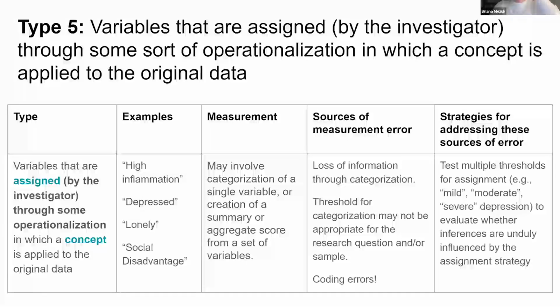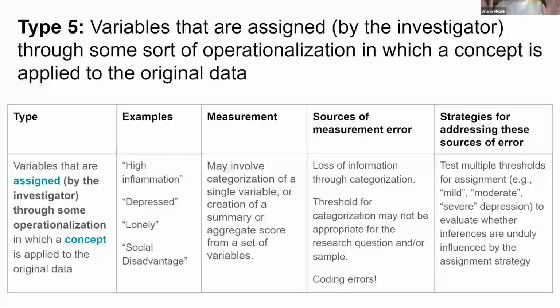So you might have your conceptual, I'm interested in inflammation, but the marker you have of that is C-reactive protein. Well, C-reactive protein is not the only marker of inflammation, right?